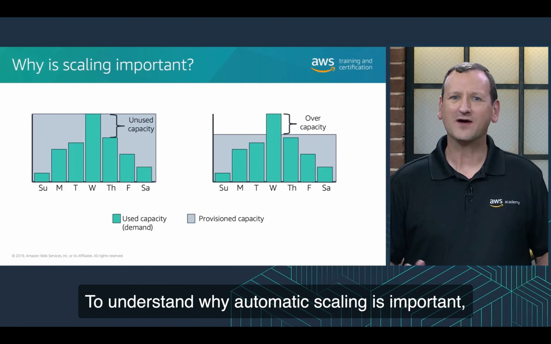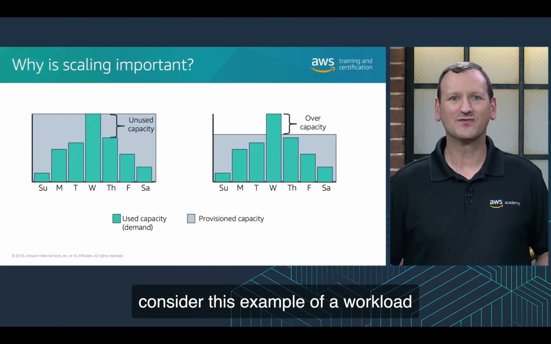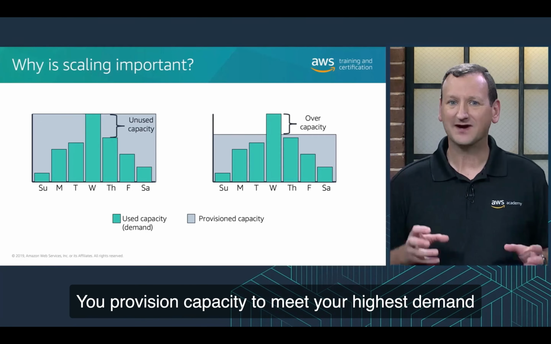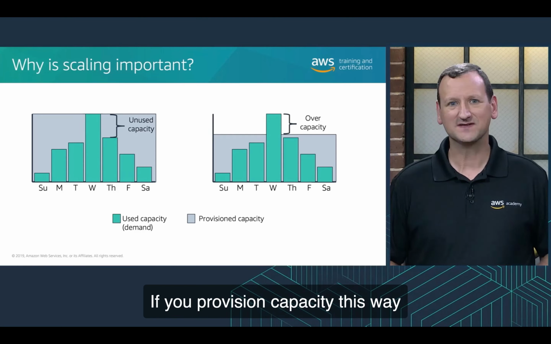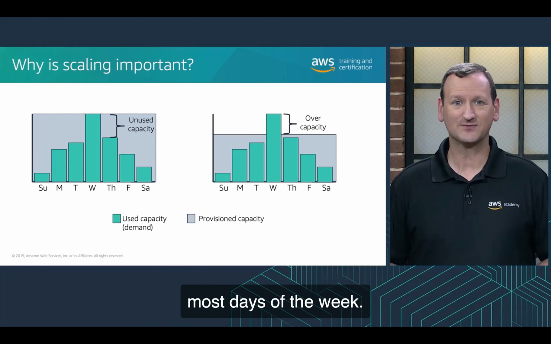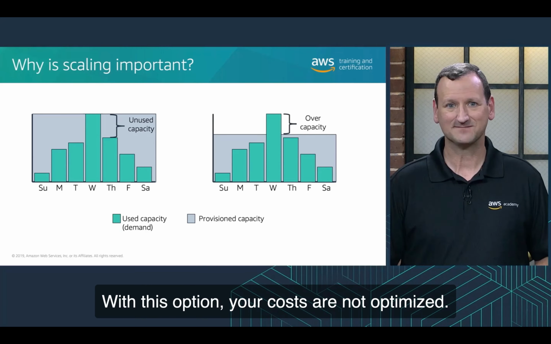To understand why automatic scaling is important, consider this example of a workload that has varying capacity requirements throughout the week. You provision capacity to meet your highest demand, which occurs on Wednesday. If you provision capacity this way, then you're running resources that will be underutilized most days of the week. With this option, your costs are not optimized.